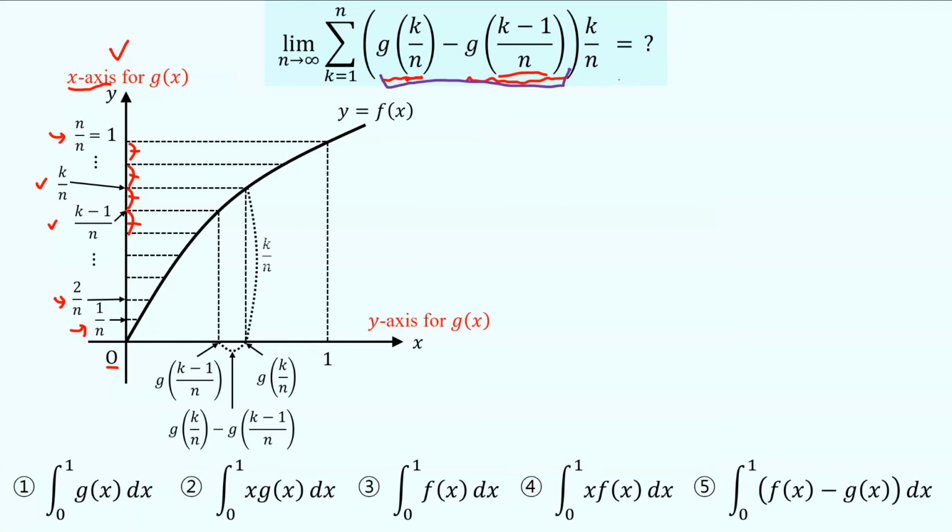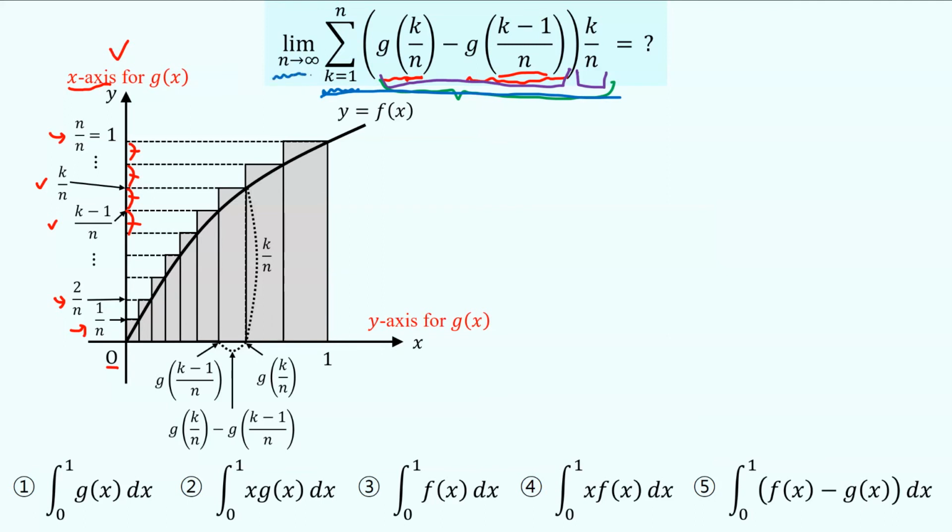Moreover, this length right here is k over n, which is this part. Therefore, this (g(k/n) − g((k−1)/n)) times k over n is equal to the area of this rectangle. Next, we carry out the summation from k equals 1 to k equals n. So this sum means that we add up the areas of these rectangles.